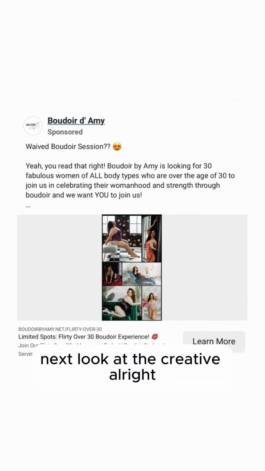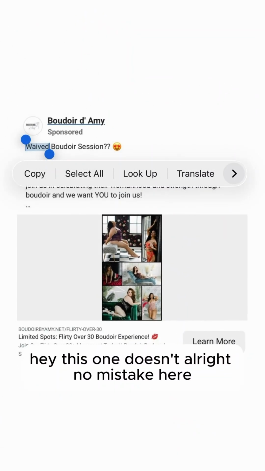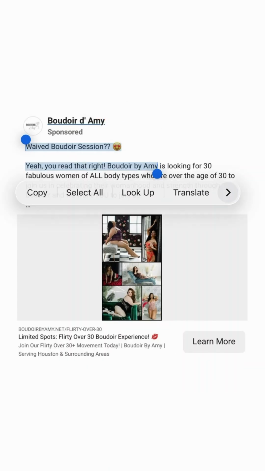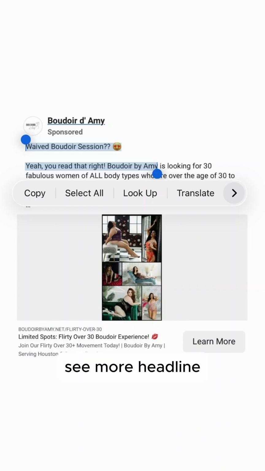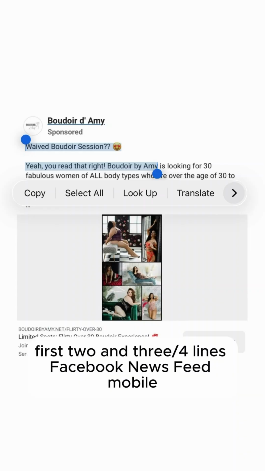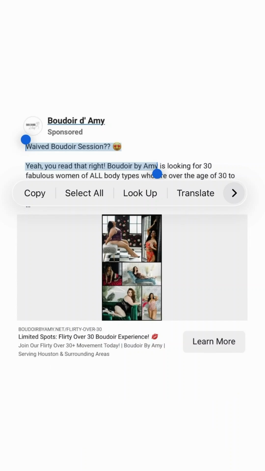Next, we'll look at the creative. All right. Hey, this one doesn't. All right, no mistake here. All right. Next, we'll look at the see more headline. First 2 3/4 lines, Facebook newsfeed mobile.